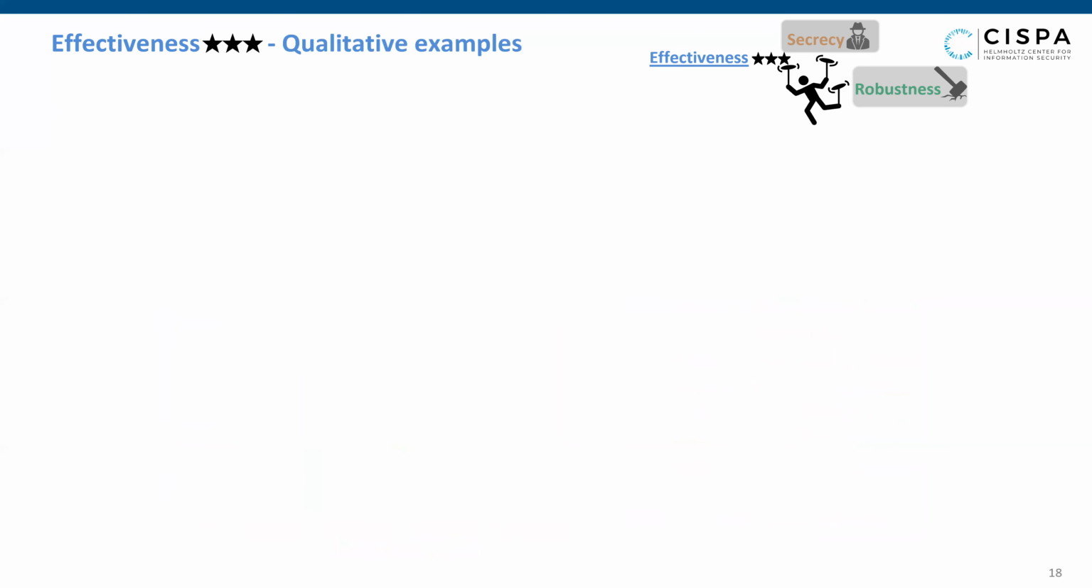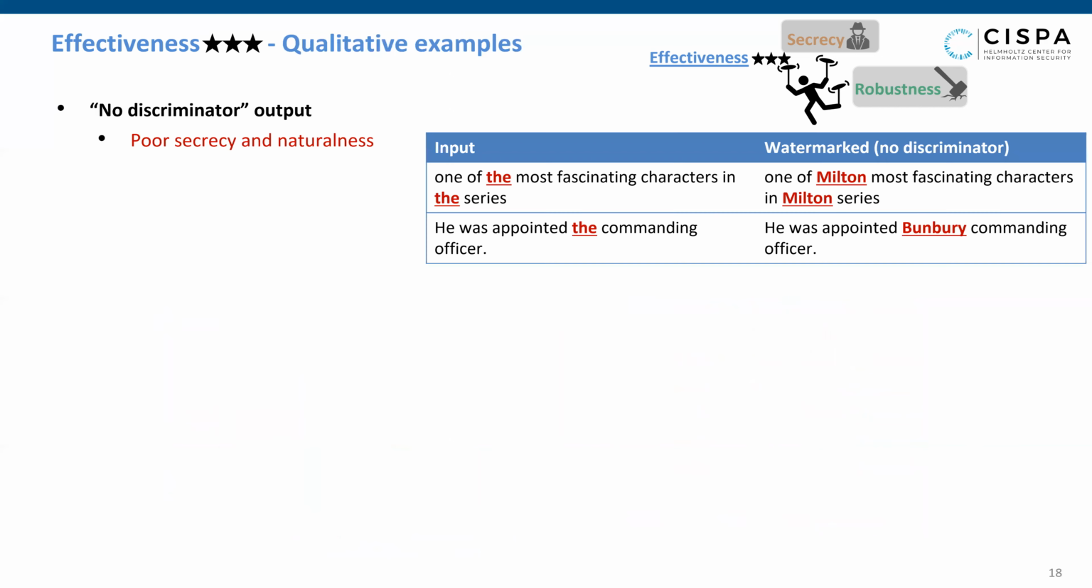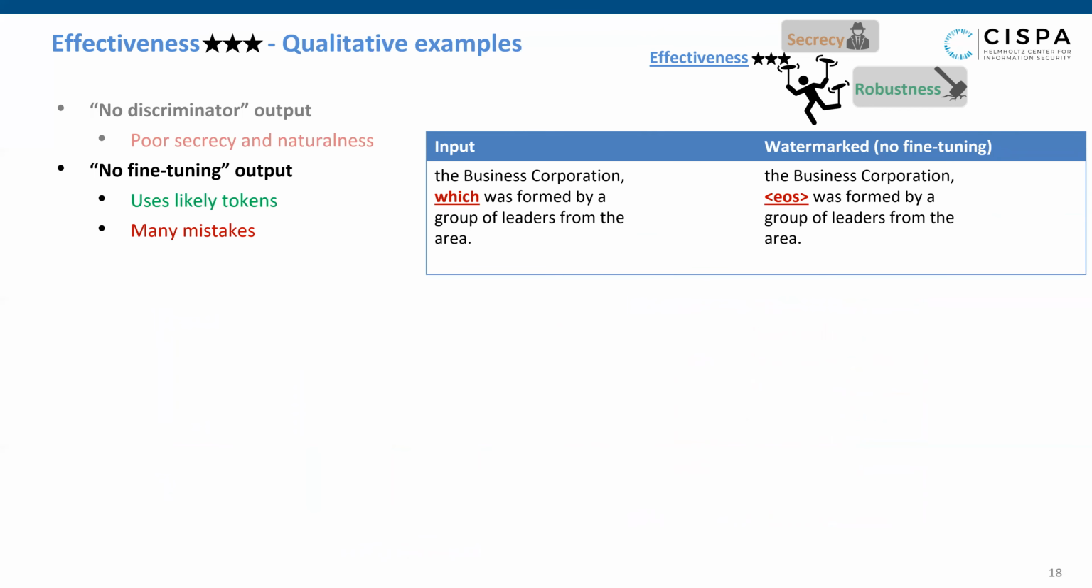We now show some qualitative examples of different model variants. We first show the no discriminator model. This variant performs systematic fixed changes, and it uses less likely tokens. This affects the secrecy and robustness, and it also affects the text semantics. Adding a discriminator, but without fine-tuning, helps to have a better output. However, it still had many mistakes.